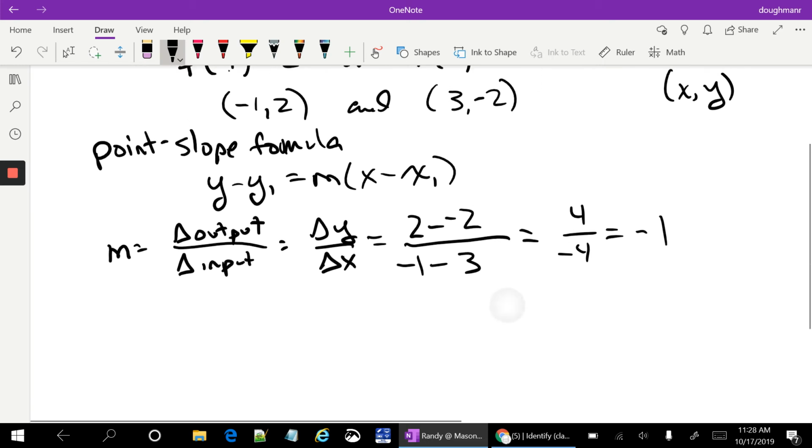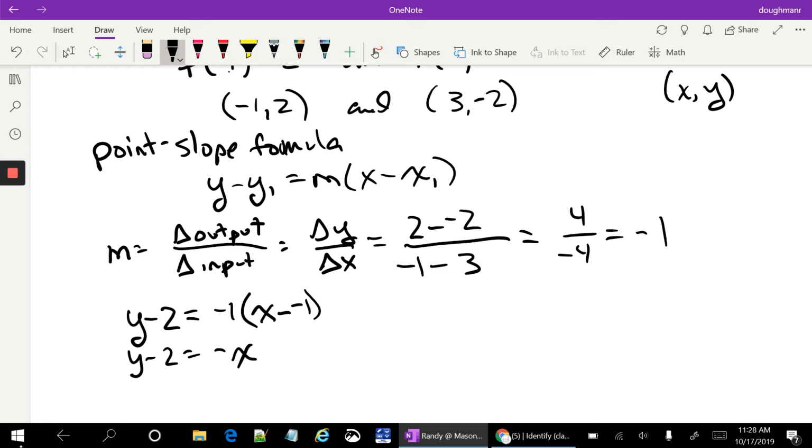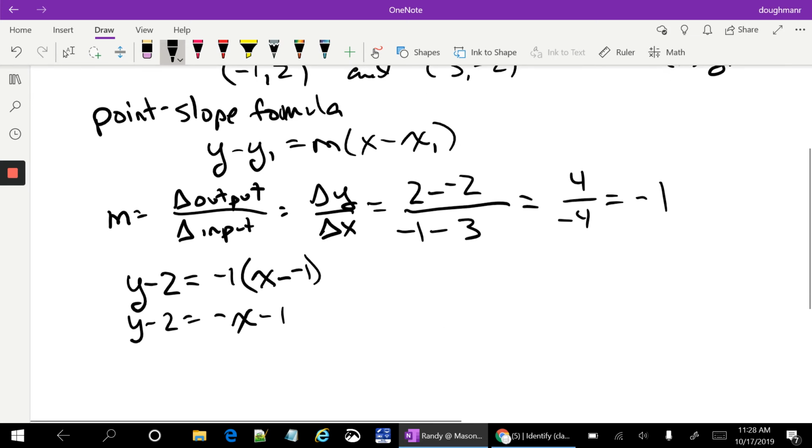So now I can go to my point slope formula. I can pick either one of these points. I'm going to do it with both of them. So I'm going to do y minus 2 equals the slope, -1 times x minus a -1. Now I'll go ahead and do this calculation. So that's y minus 2 equals a -x. Let's see. Minus a -1 is +1, but I've got to carry through that -1.